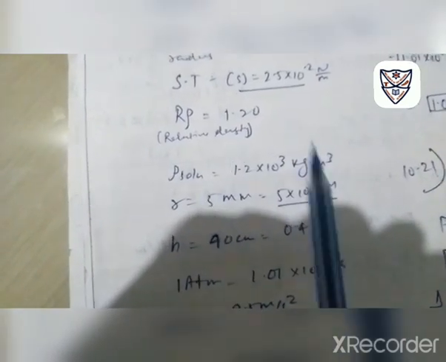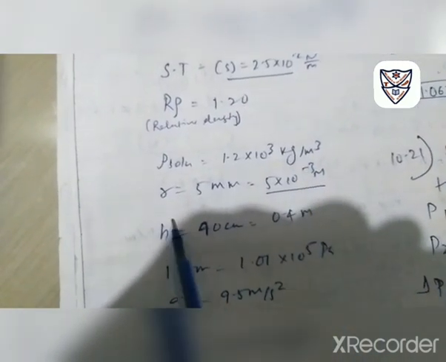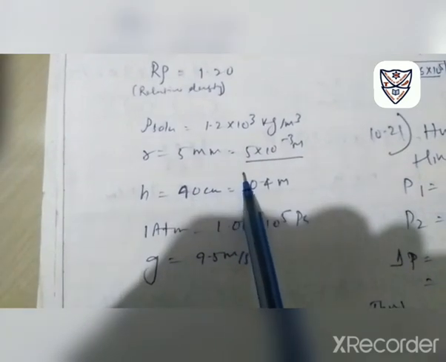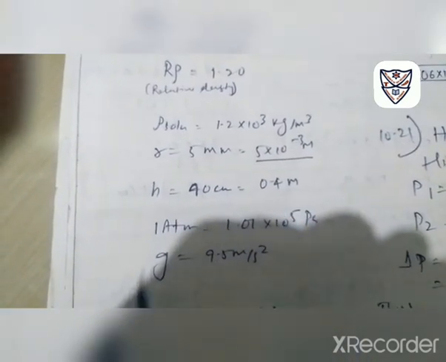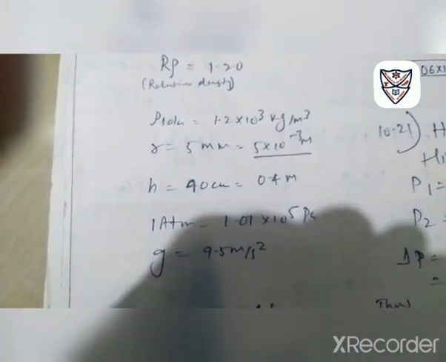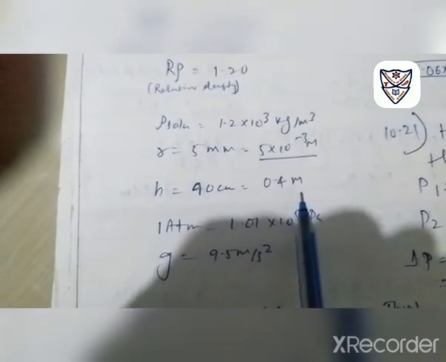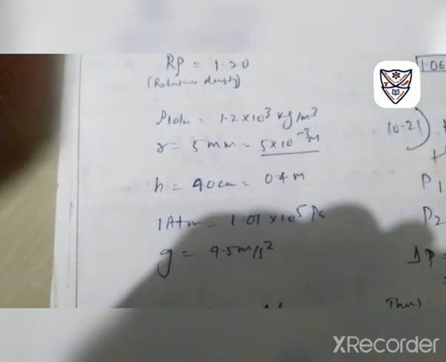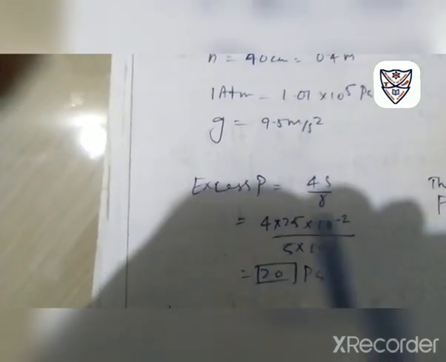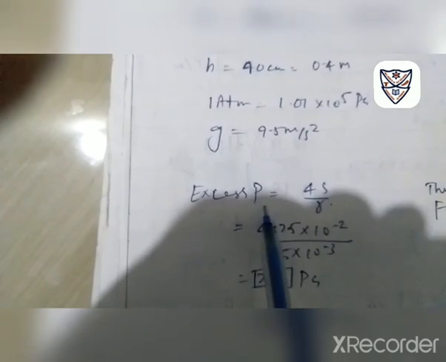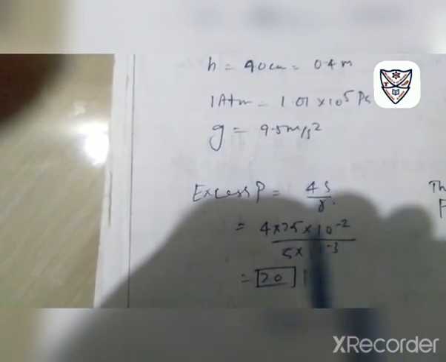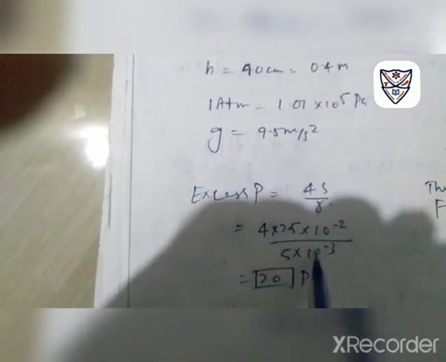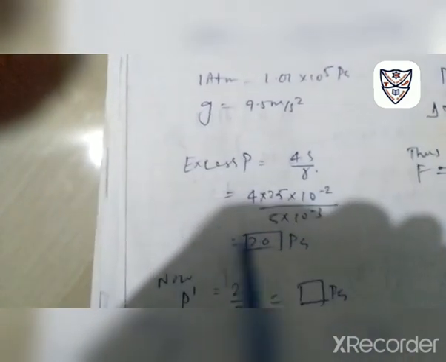Density of the solution is given to you. Radius is given to you. Height of the liquid till which the container is filled is provided to you. 1 atmospheric value is constant. G value is constant. Here you just have to find first your excessive pressure, which is 4S by R. Surface tension value is provided to you. R you know, just apply it and you will get your excess pressure.